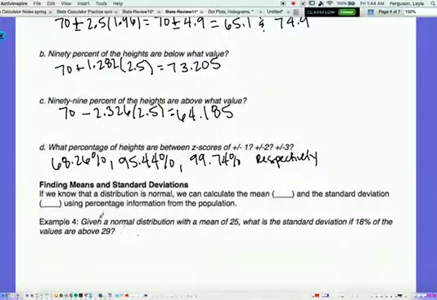Finding means and standard deviation. So if we know that a distribution is normal, we can calculate the mean, which is mu, and the standard deviation, which is sigma, using the percentage information from the population. So given a normal distribution with a mean of 25, what is the standard deviation if 18% of the values are above 29?